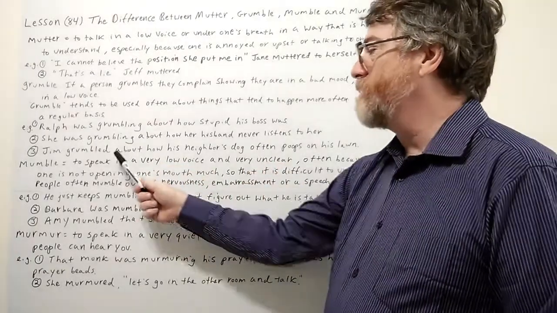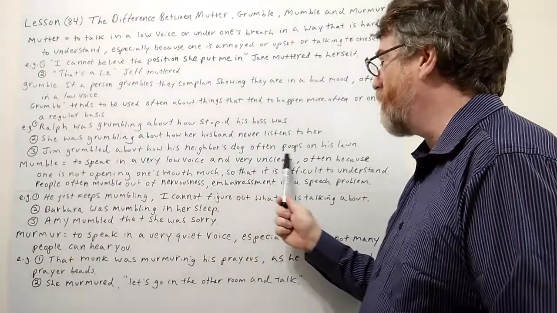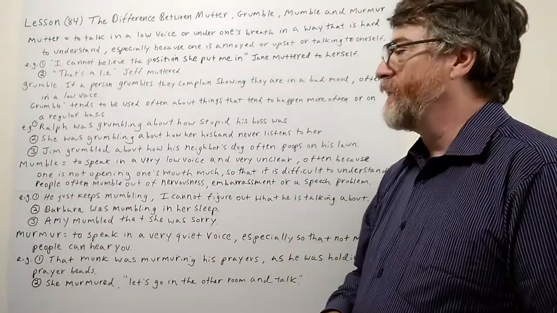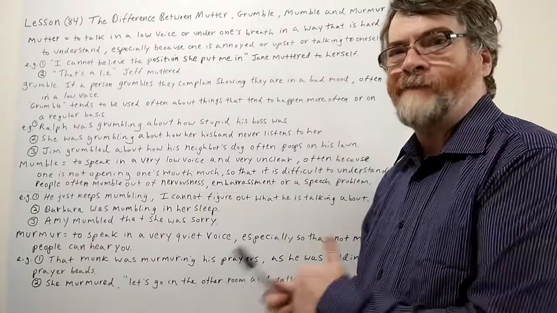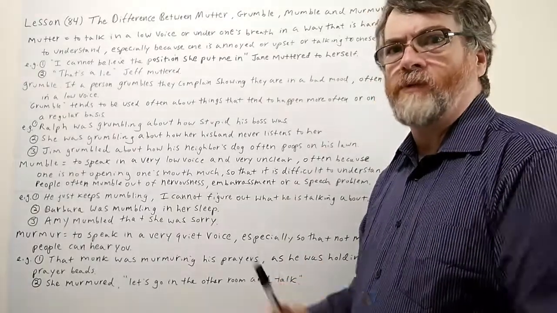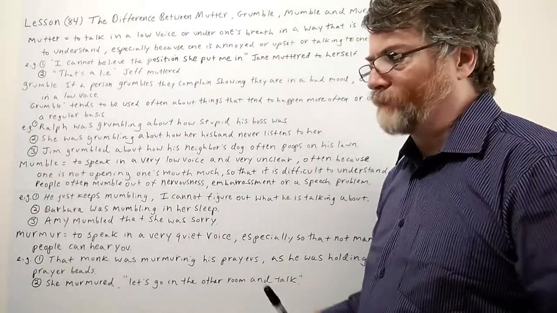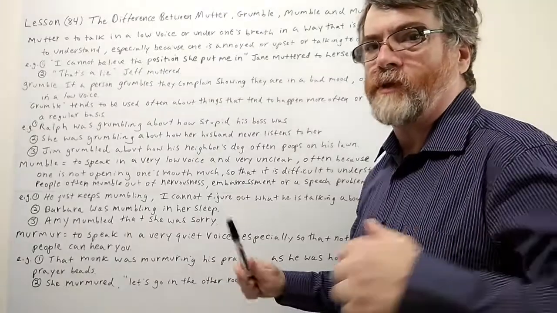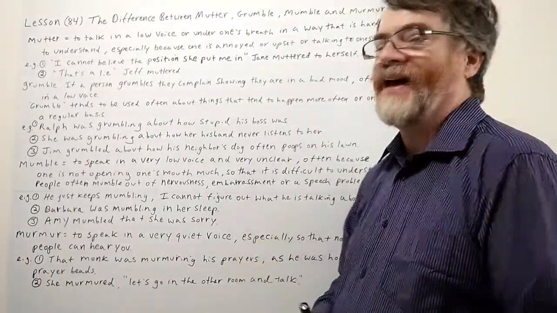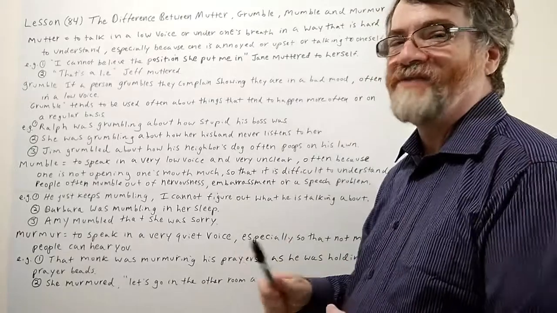All right, number three. Jim grumbled about how his neighbor's dog often poops on his lawn. That damn dog. If he poops on my lawn one more time... Something like that. Probably grumbling.